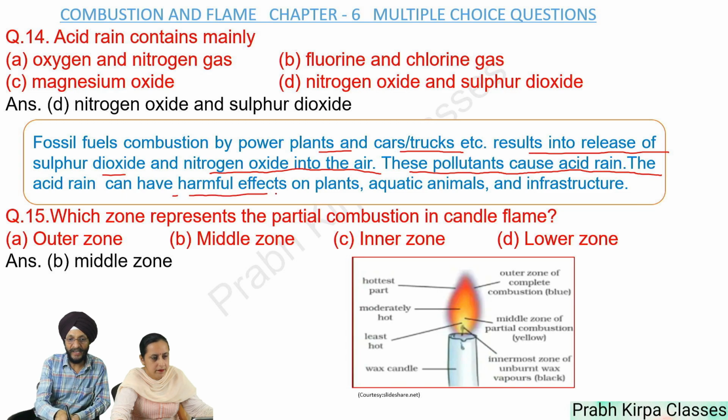The acid rain can have harmful effects on plants, aquatic animals, and infrastructure.